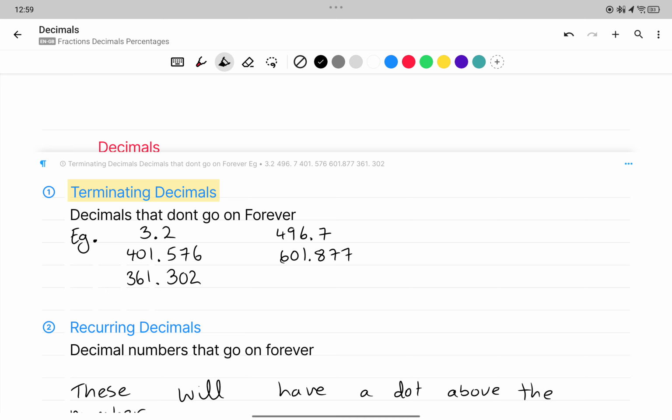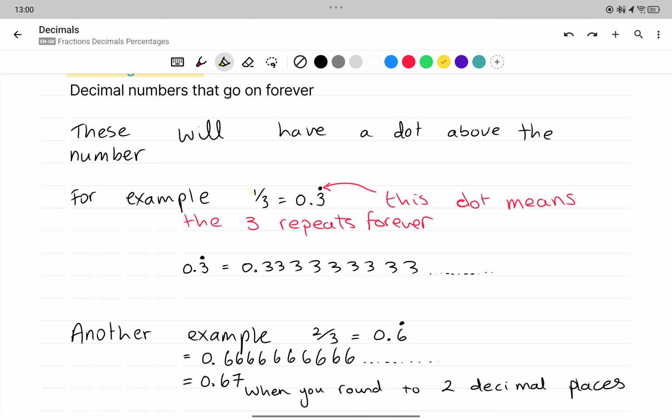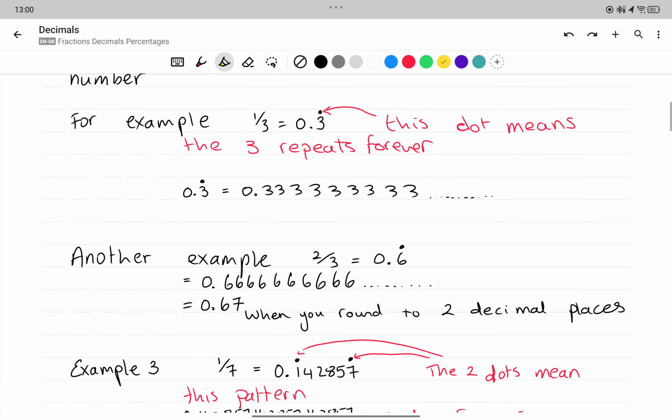Then you have another type of decimal, recurring decimals. Decimal numbers that go on forever. These will have a dot above a number. So that looks like, as I've done in the example here, a third. If you put that into your calculator, it gives you 0.3 with a dot above it. And this actually means 0.333333333, and the 3's just continue forever. That's what I've written there in red. This dot means the 3 repeats forever.